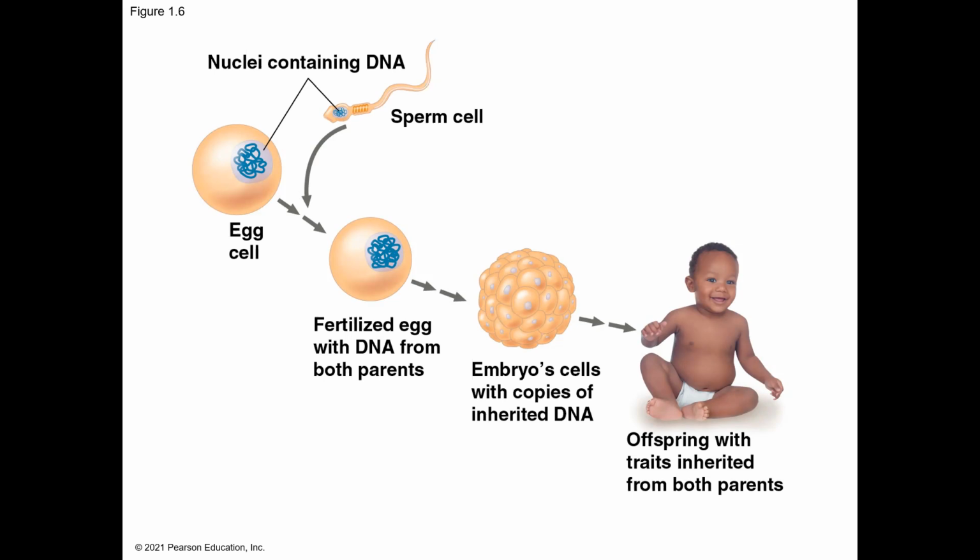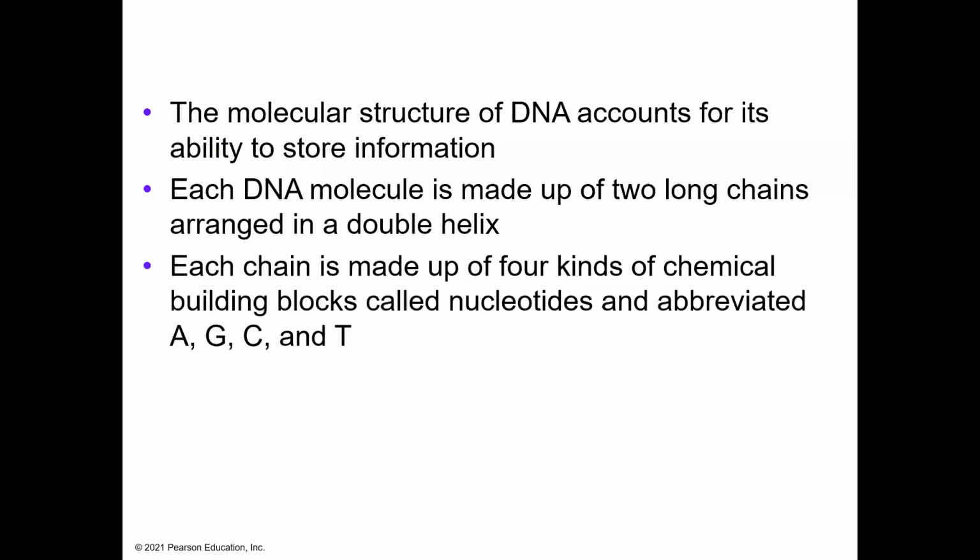And so, once again, remember that DNA is inheritable. That means you inherited half your DNA from your mother and half from your father. Half was in the egg cell, half was in the sperm cell. When they fuse together during fertilization, you have an embryo with DNA from both parents that would develop into an offspring that is similar to the parents, but genetically different.